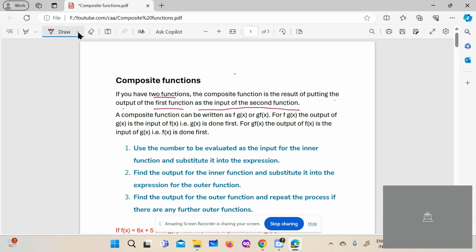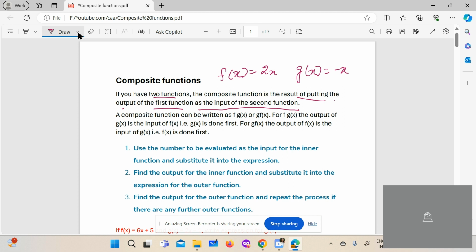So let us consider two functions. f of x is equal to 2x, and let the other function be g of x equals minus x. So here we have two functions, and when we say composite function, what does it mean? The composite function is the result of putting the output of the first function as the input of the second function. Let's understand the meaning of this.